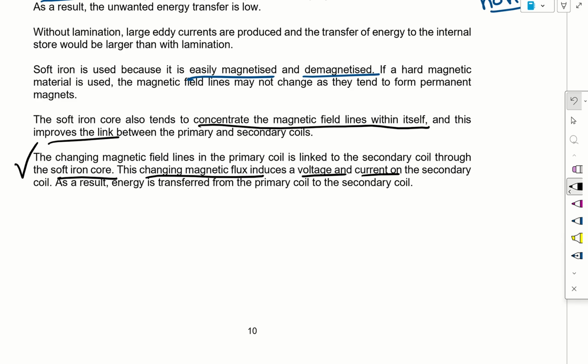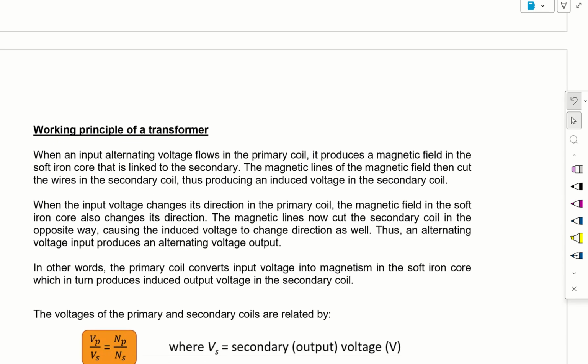It is the magnetic field lines that are flowing in the iron core and not the current, although now we have eddy current, but it's very minimal. So it is the magnetic field lines that link the primary and the secondary coil, and this will result in an induced EMF and then an induced current in the secondary coil. This is how energy is transferred from the primary coil to the secondary coil.